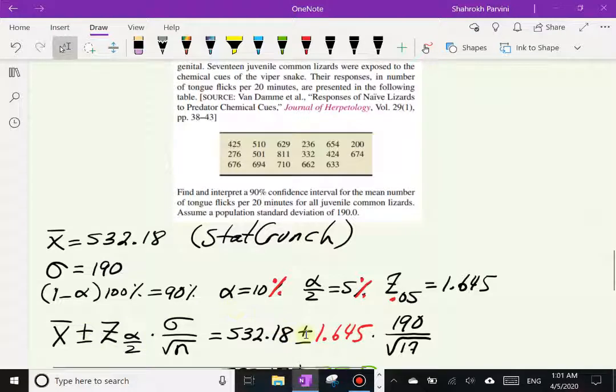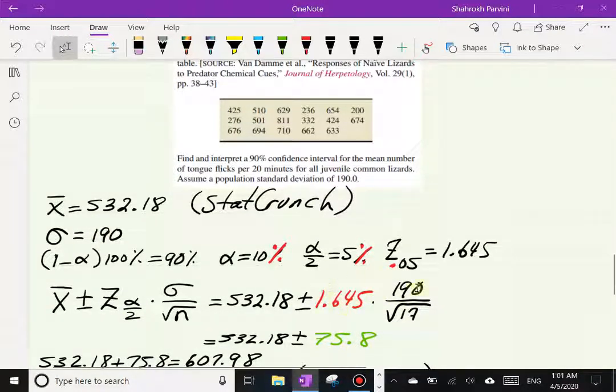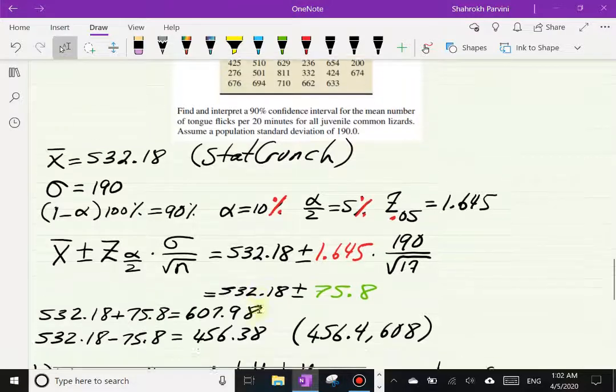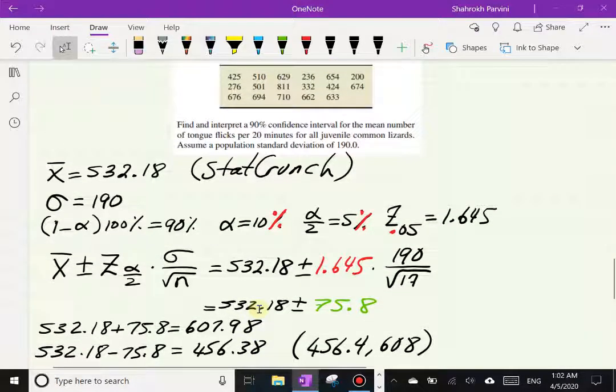Here's plus minus. The z-score, remember, is 1.645. That's this number here. I plugged in the sigma that was given, 190, divided by the square root of 17. Then you reach for your calculators. On the right side, you multiply 1.645 times 190 divided by the square root of 17, and you get 75.8. And now for the plus minus, you add once and subtract once: you subtract 75.8 from 532.18, and that will give me this confidence interval that you're looking at. Okay, so this is actually the confidence interval that we're interested in.